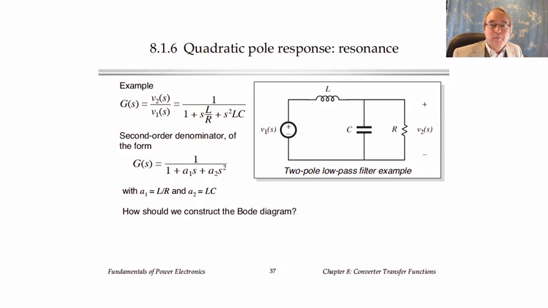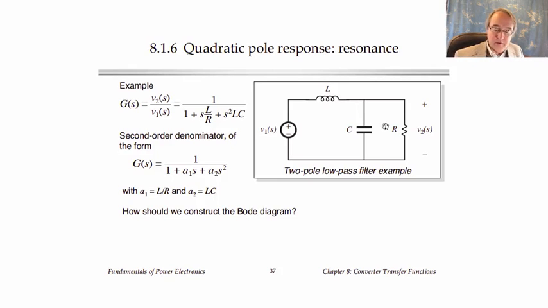We have one more important standard form to consider in construction of Bode plots, and that is the second order system that may contain a resonance. Here's an example of a two-pole low-pass filter that contains an inductor and capacitor. And these LC type filter circuits commonly appear in our converter models, and in fact we've seen them already in the canonical model last week.